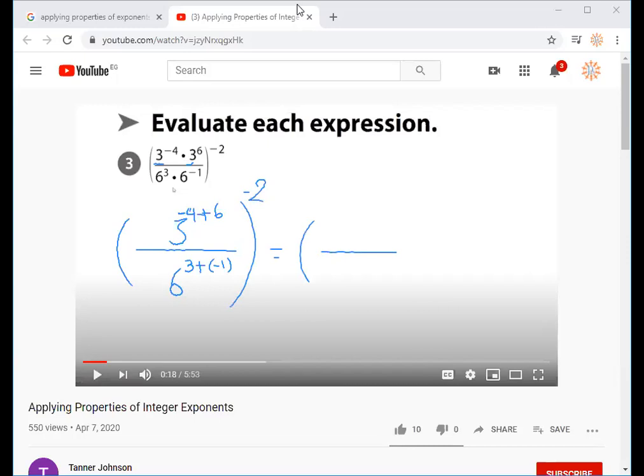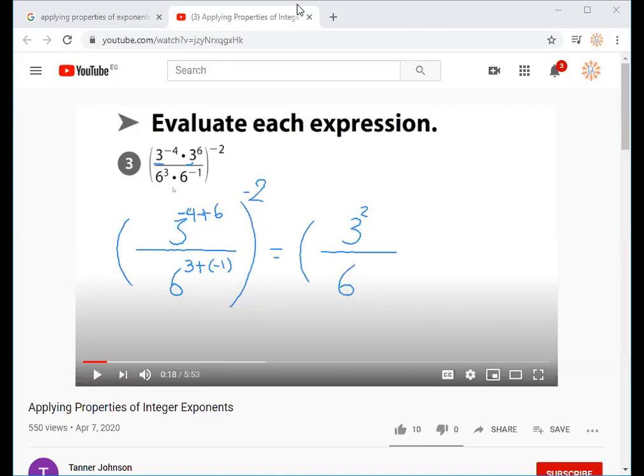Simplify. I have the same base. I have a multiplication operation, so I have to add the exponents. Same base, multiplication operation, then we will add the exponents, right? Then I will simplify. This is 3. And then -4 plus 6 equals how many? 2. So I have 2. And then 6.